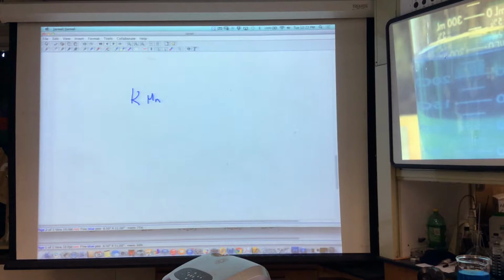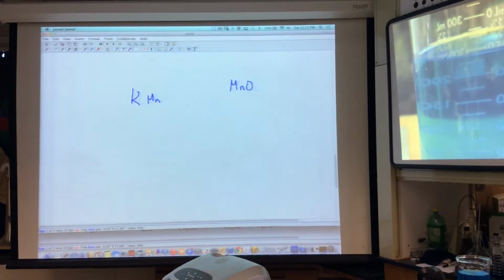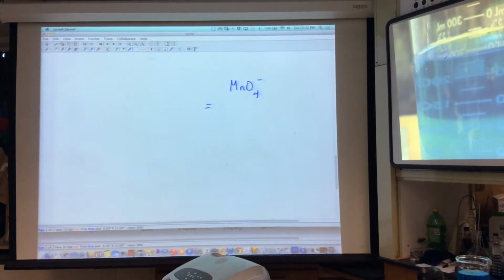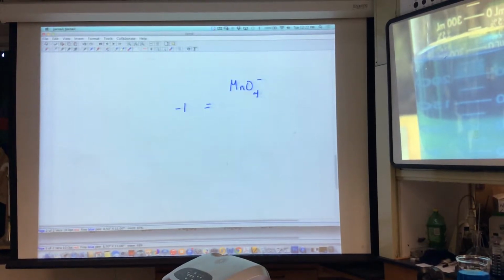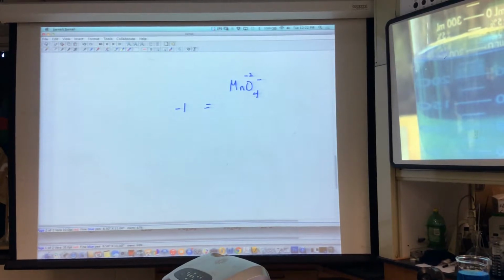What if I give you this? MnO4 negative. What do you think that means? The whole thing is not 0, it's negative 1 now. So each oxygen is negative 2. I know that from the periodic table. There's 4 of them, so it's negative 8 overall. What's the charge of the manganese? Plus 7, and that's the charge, plus 7.